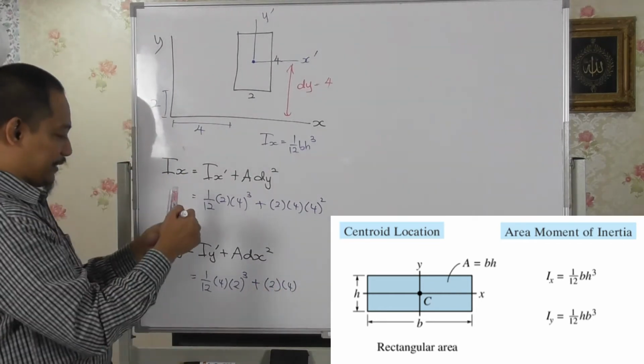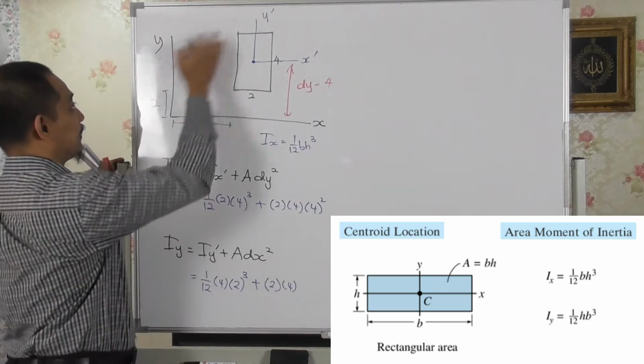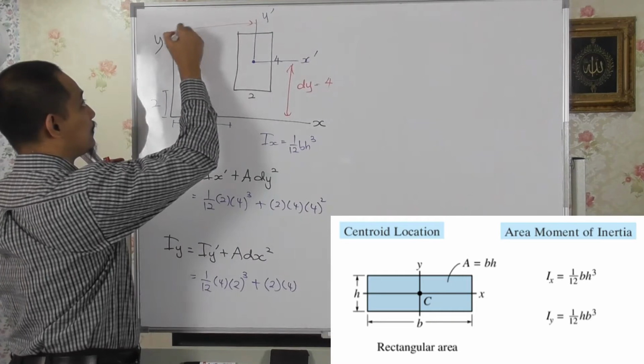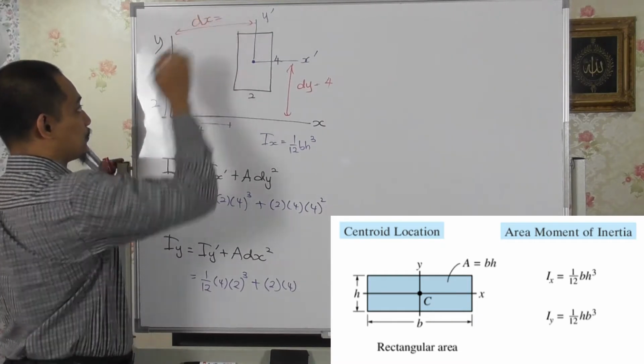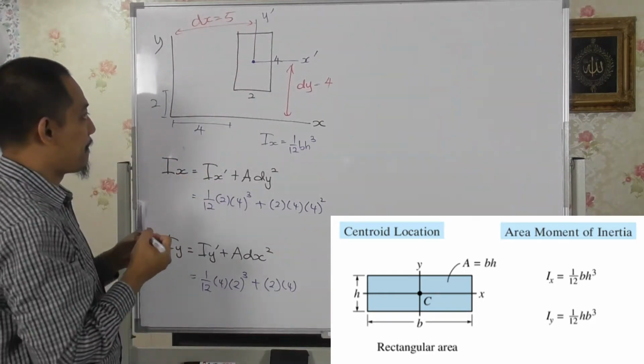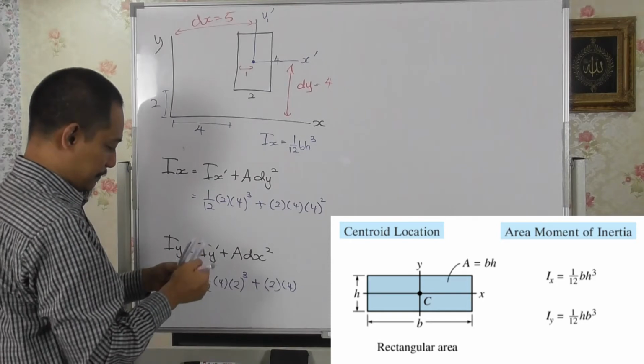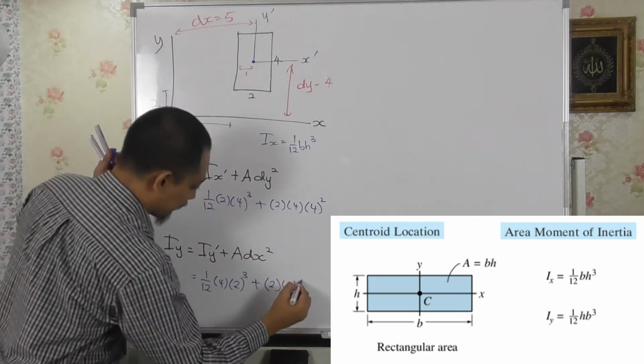And then what is dx? So dx is between y and y prime. So between this and this, right? So this is dx. So what is it, 4 plus 1, right? Becomes 5. Because this one is 1, this is 4, so dx should be 5.